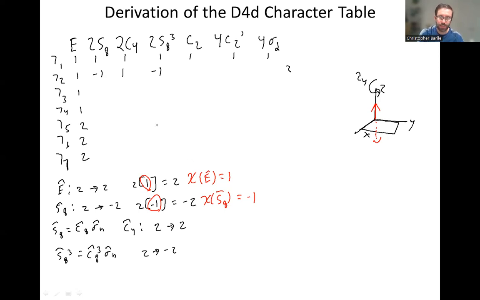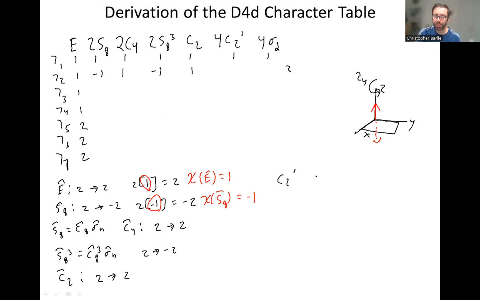And then we have a C2. That's our next class. This is the C2 along Z. It's a C4 2 times. And that's a rotation right in the Z plane, wrapping around the Z axis. So it's going to do nothing to the direction of the arrow. So we get 1, Z going to Z.